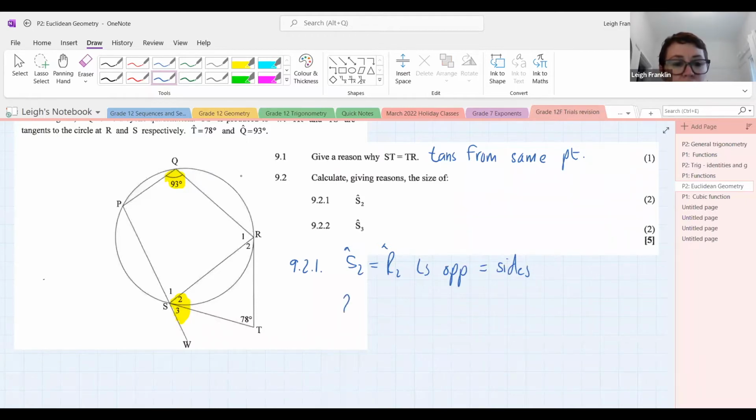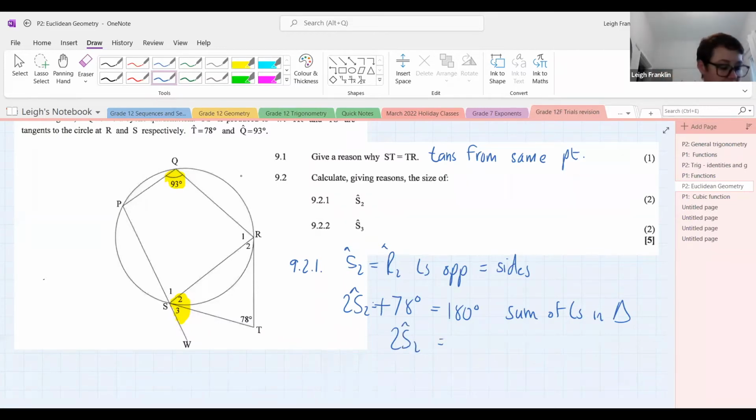So that means that 2 of S2 plus 78 will add up to 180 because of the interior angles of a triangle, or sum of angles in a triangle. So 2S2 is going to be equal to 180 less 78, which is going to leave us with 102. Divide both sides by 2. And as you had said, S2 is going to be equal to 51. So that is the correct way in which to set it out. Exactly, the tangent gives us a clue. Quite right. Because we've got tangents from the same point, that's what gives us the angles opposite equal sides.